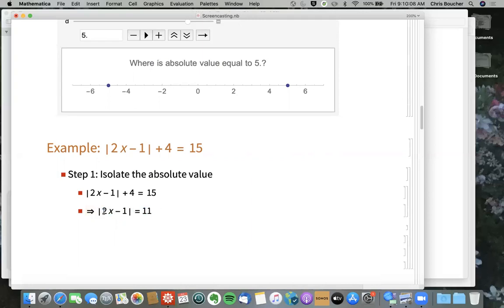And now once I do that, I have an equation that says the absolute value of something is equal to 11, which means that something has to be either positive 11 or negative 11, right?